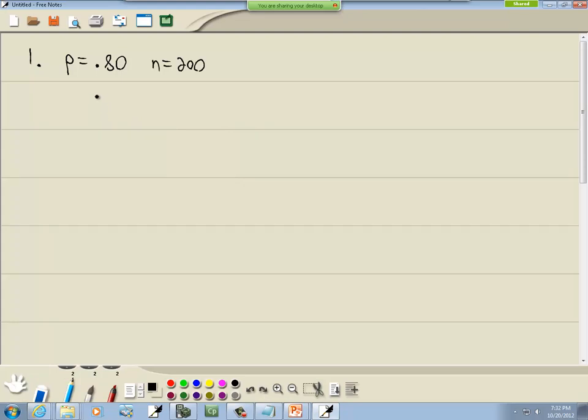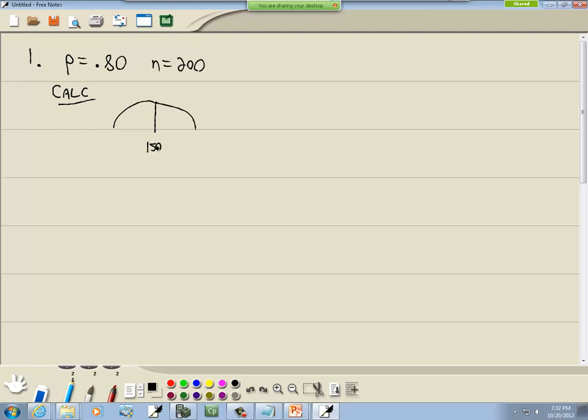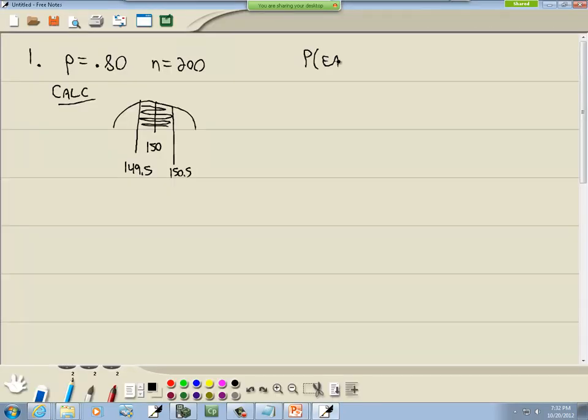First we'll do it with the calculator. Well, exactly 150 means I'm going to subtract 0.5, so this is 149.5, and I'll add 0.5, so this is 150.5. So we subtract 0.5, we add 0.5. Now, if our wording includes 150, our shading has to include 150.